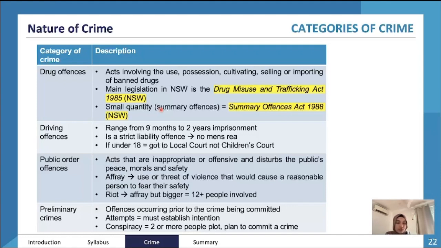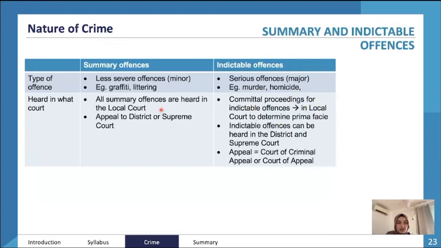Conspiracy, which is where two or more people plot or plan to commit the crime. Again, quite difficult to prove because you need to prove that they had planned it, they had intention, and so on. So it can be a lot more difficult to prove preliminary crimes compared to just the actual crime, which just requires actus reus. Okay. Hopefully that's making sense so far.